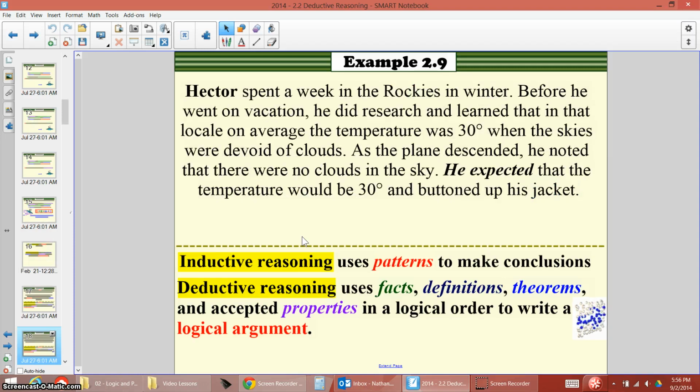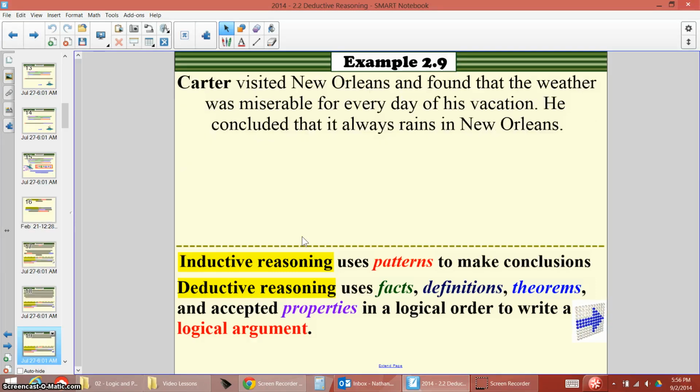Now with deductive reasoning, here we have Hector, who's in the Rockies. He spent a week in the Rockies in the winter. Before he went on vacation, he did research. Notice the word research, facts, definitions, things like that. He learned that the locale, on average, was a temperature of 30 degrees when the skies were devoid of clouds. Devoid meaning without clouds. As the plane descended, he noted that there were no clouds in the sky. He concluded that the temperature would be 30 degrees outside and buttoned up his jacket. So he's using research and data in order to draw a conclusion.